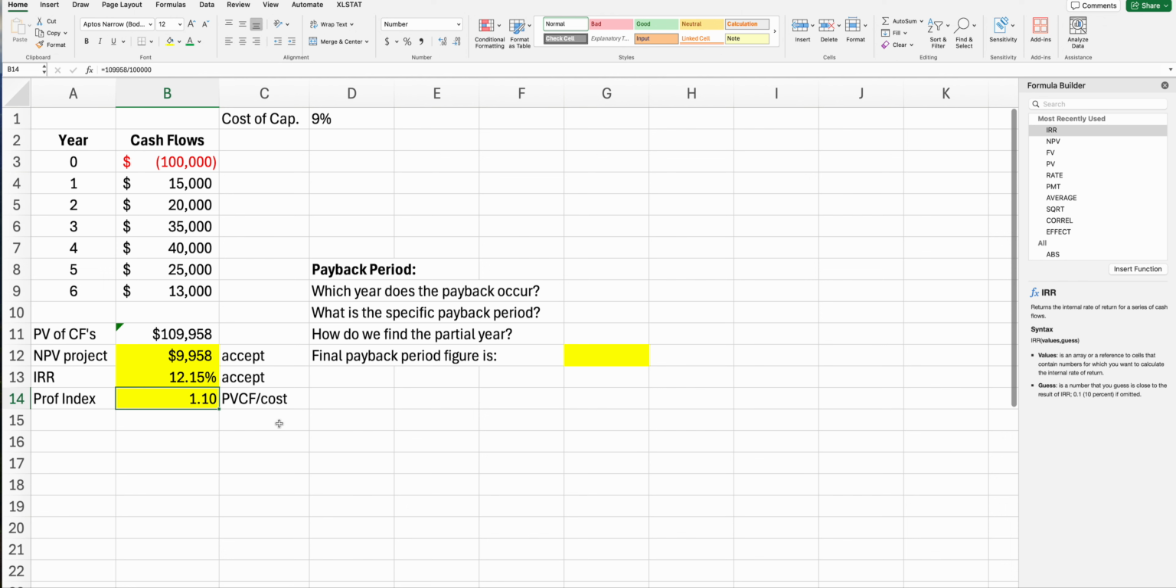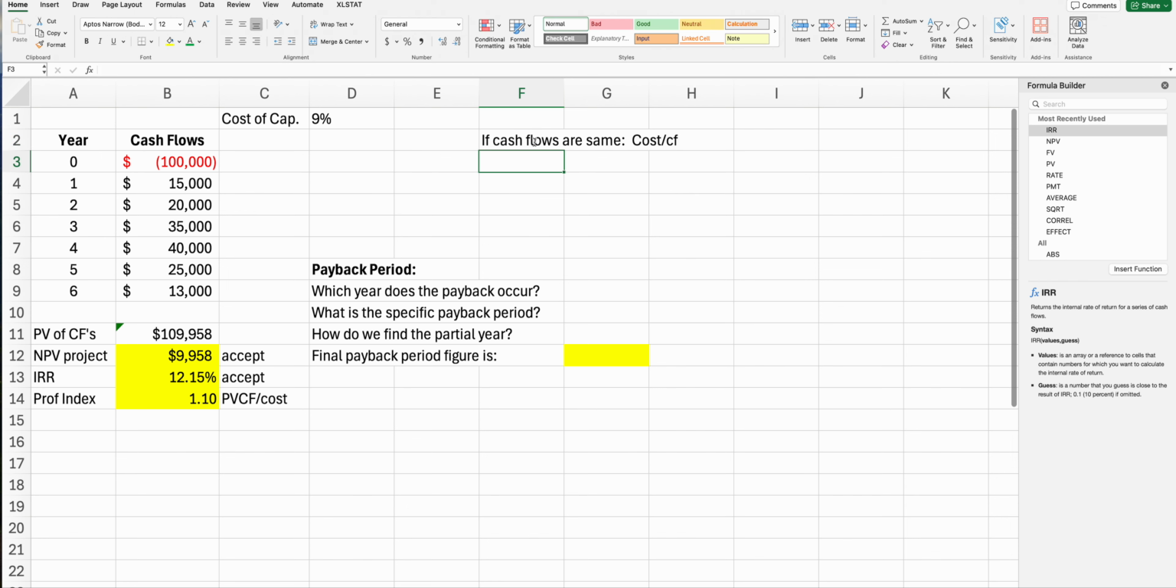So with payback period, it's very, very easy if the cash flows are all the same. So if the cash flows are the same, in this case, let's imagine that all these cash flows were $25,000 every single year. Okay, so if the cash flows are the same, then it's very easy to calculate just because we take the cost divided by the cash flow, and we're done.